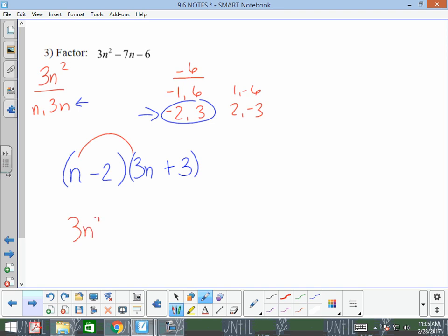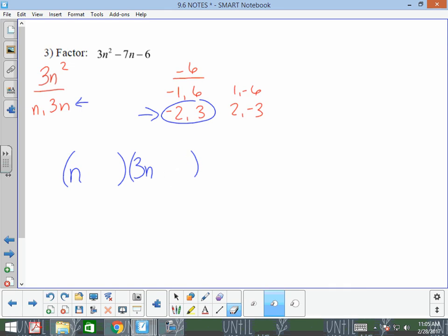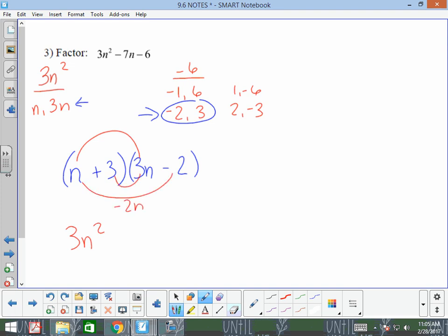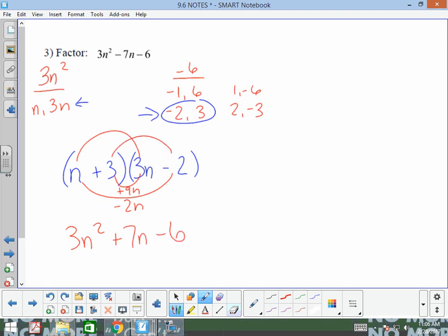It's 3n squared. That's 3n. And negative 6n is negative 3n. That'd be negative 6. Okay, negative 3n is not negative 7n. So let's start over. Again, I don't like to start completely over. Let's switch around the 3 and the negative 2. So we'll put positive 3 here, negative 2 here. Now let's check. 3n squared, negative 2n, plus, this is positive 9n, that's positive 7n, and 3 times negative 2 is negative 6. Now, we have positive 7n, but we want negative 7n.